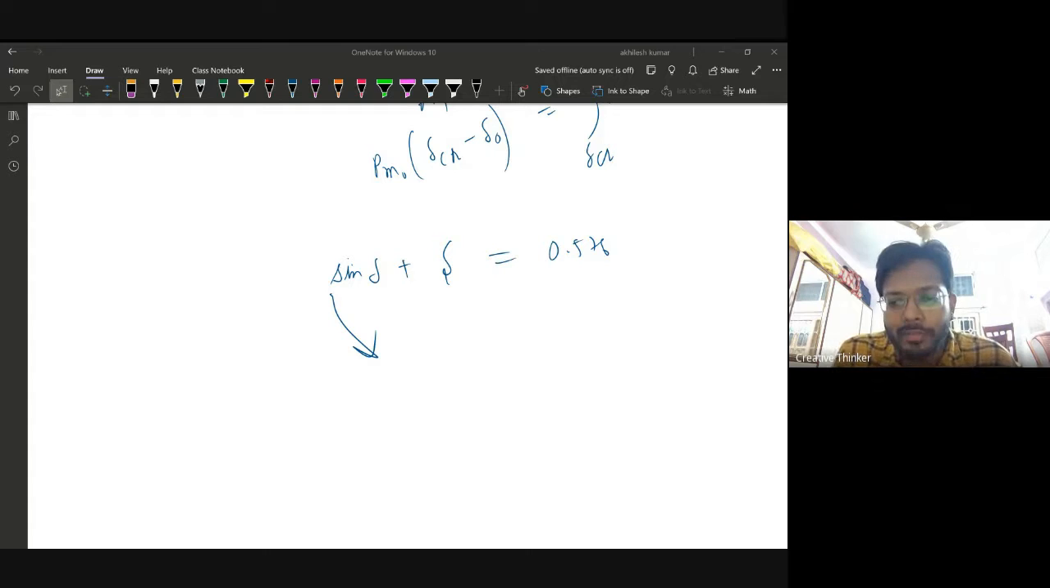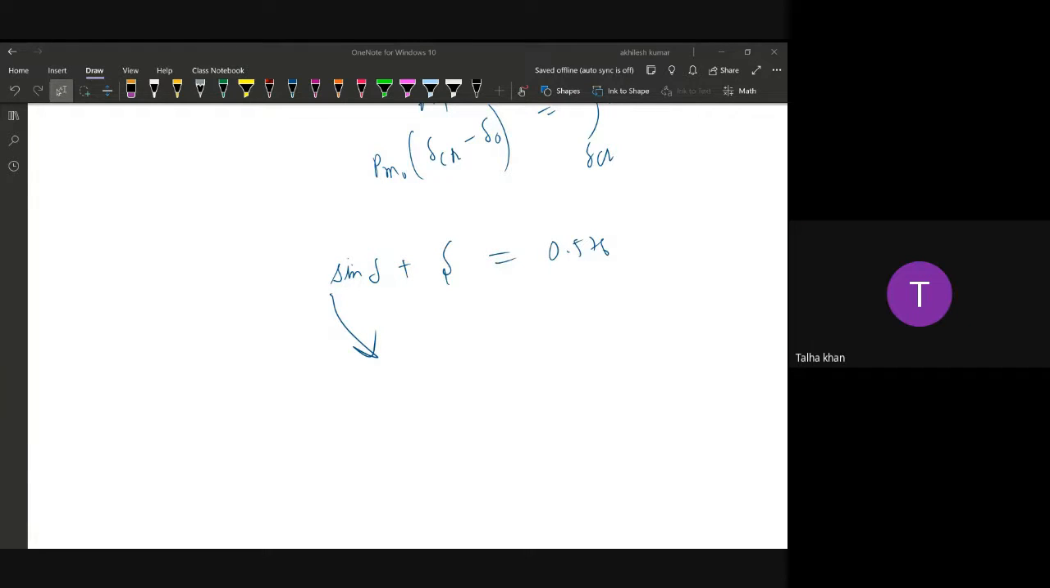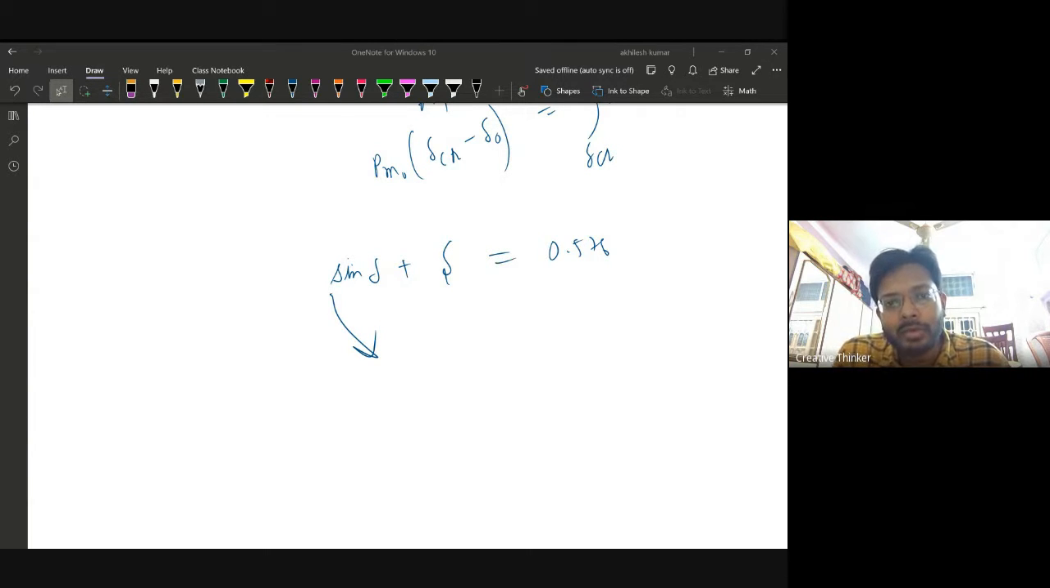Just try to solve. If you face difficulty, then we will sort something out. Reach me out if you face difficulties. In the equation, sine delta plus delta equals zero point five seven six, you will get sine or cos and then an angle, and some numerical value. You have to find that critical angle. At the end of simplifying, you will get this type of equation.